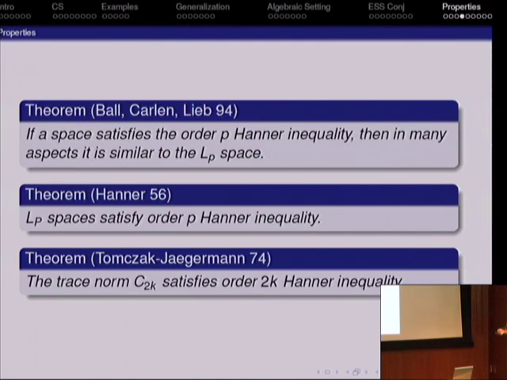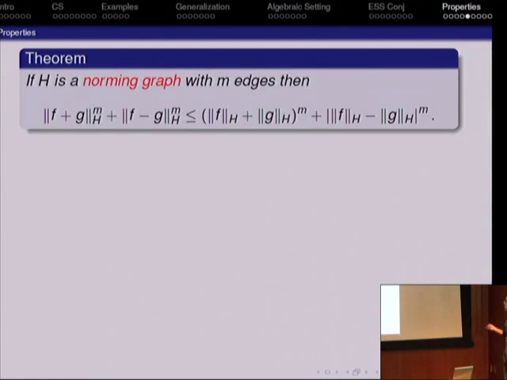Yes? What was the Tomczak-Jaegermann effort? Is it the sum of the eigenvalues squared? No, it's exactly what I'm going to do for graphs now. So you just expand things. So suppose that H is a norming graph with m edges. If I want to establish the m-Hanner inequality, I have to prove this.